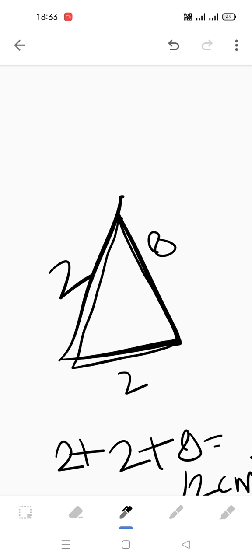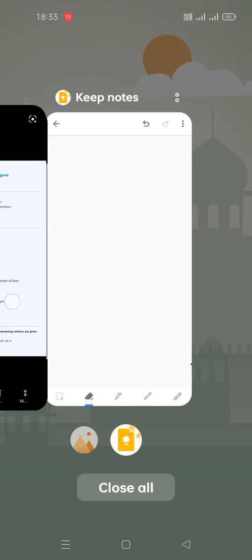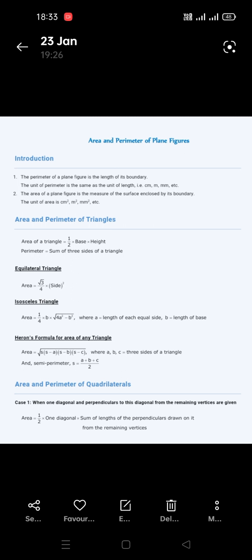And if we are finding the area, the square is mandatory, so it would be 12 centimeter square. If you are finding the perimeter, you can simply write centimeter, millimeter, anything. So this is how we find the perimeter of a triangle, the sum of all 3 sides.